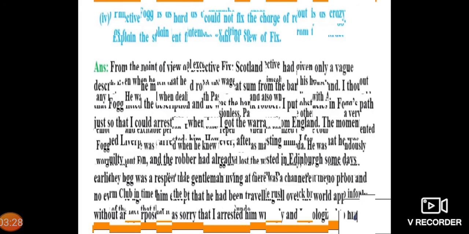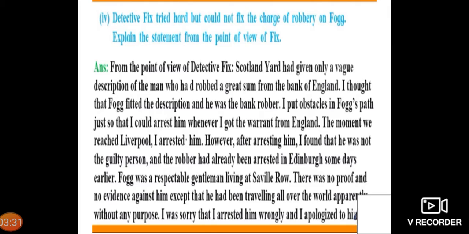Moving further to our next question. Fourth, Detective Fix tried hard but could not fix the charge of robbery on Fogg. Explain the statement from the point of view of Fix. Answer. From the point of view of Detective Fix, Scotland Yard had given only a vague description of the man who had robbed a great sum from the Bank of England. I thought that Fogg fitted the description and he was the bank robber. I put obstacles in Fogg's path just so that I could arrest him whenever I got the warrant from England. The moment we reached Liverpool, I arrested him. However, after arresting him, I found that he was not the guilty person, and the robber had already been arrested in Edinburgh some days earlier.